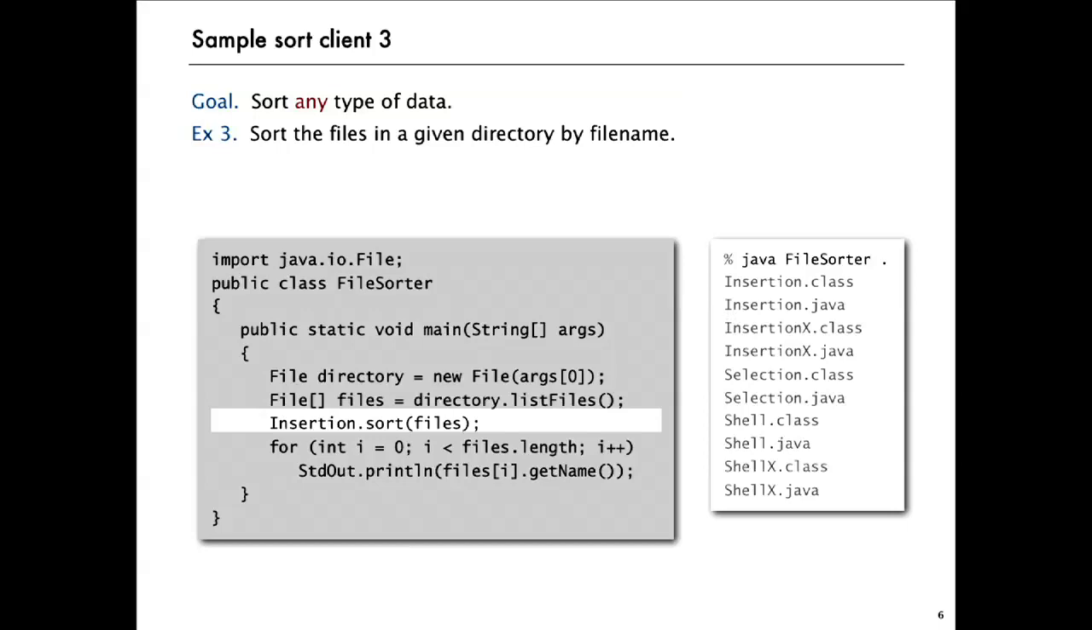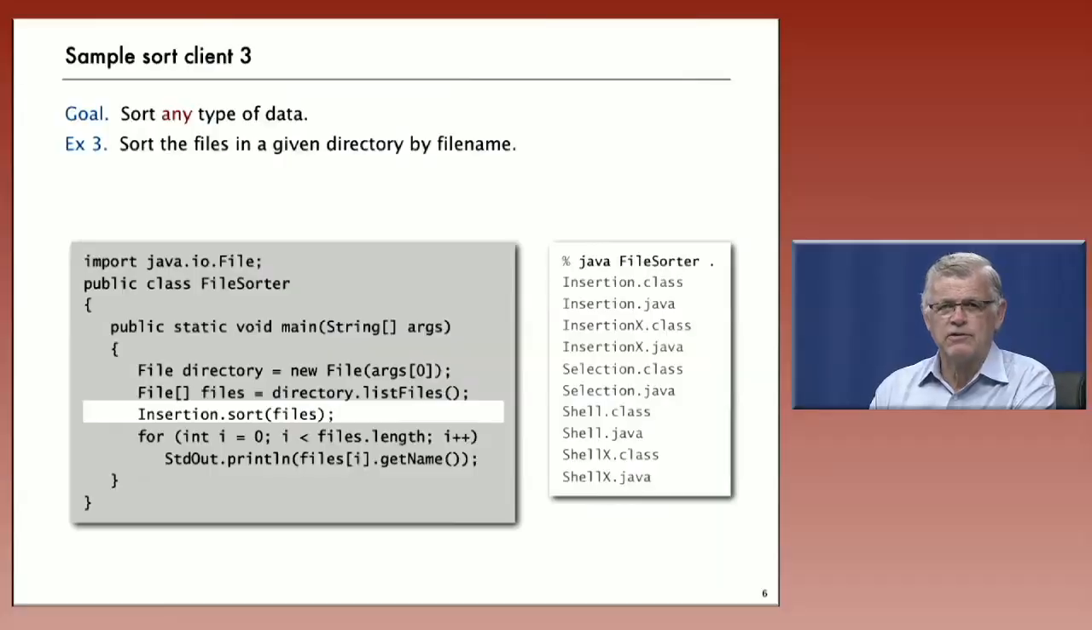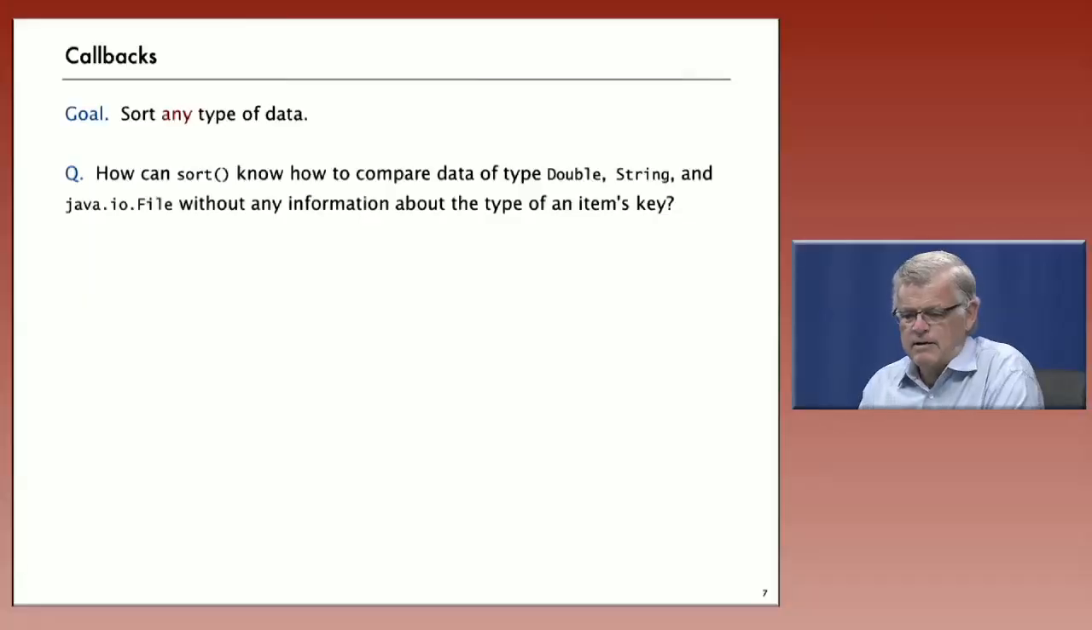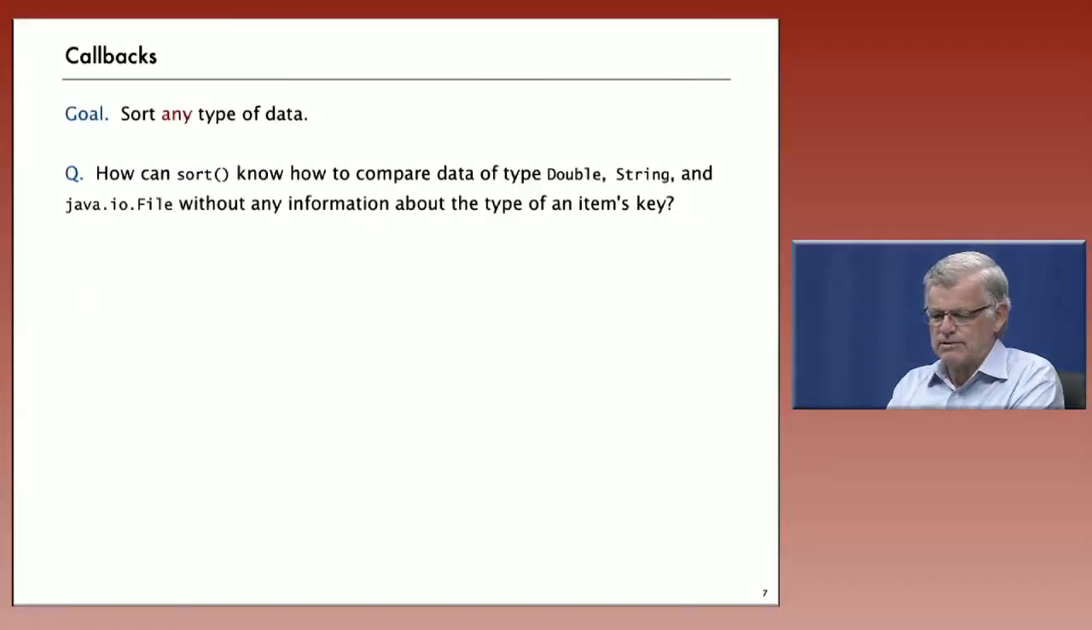So that's three different clients, three completely different types of data. And the first rule of the game that we have to think about is, how can we make it so that we can implement one sort program that can be used by these three different clients to implement three different types of data? And the way that that happens is a mechanism known as a callback. So that's our basic question.